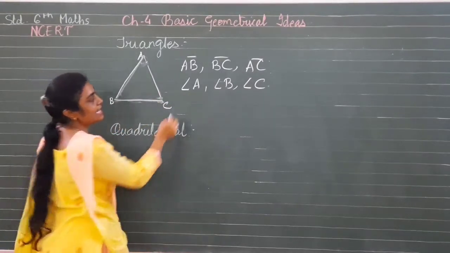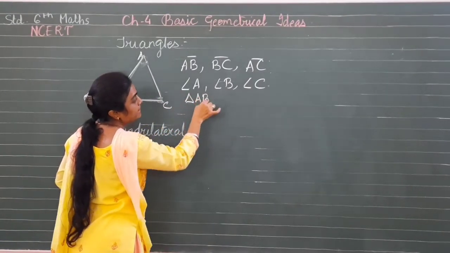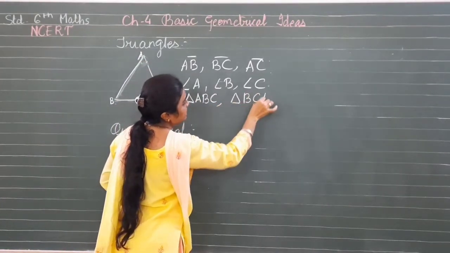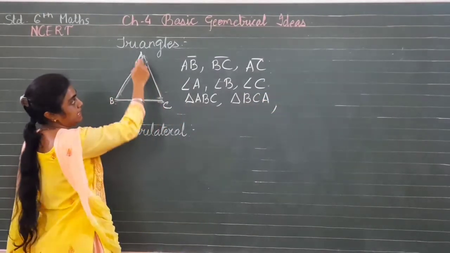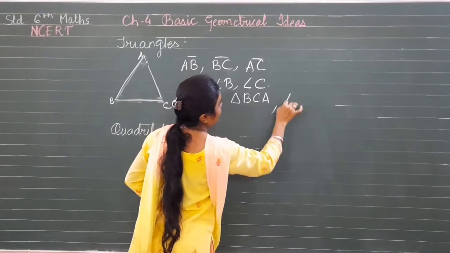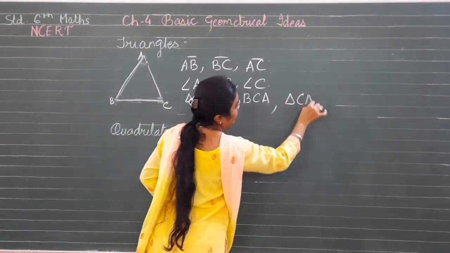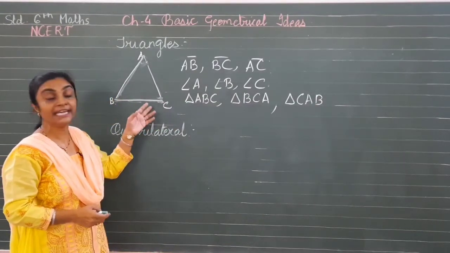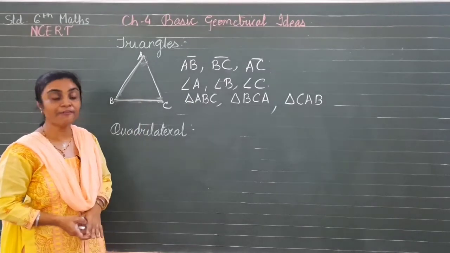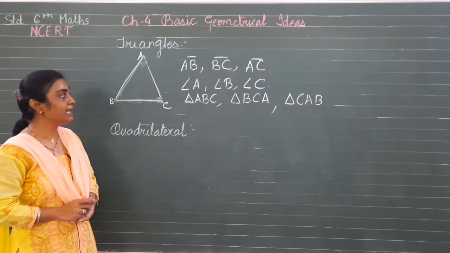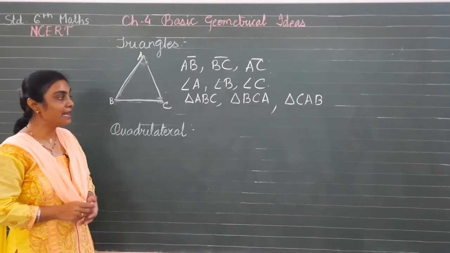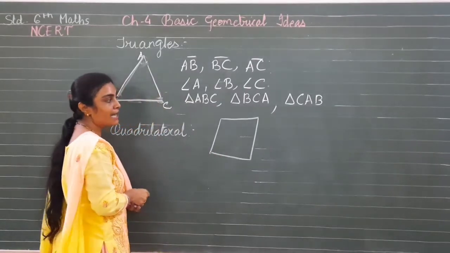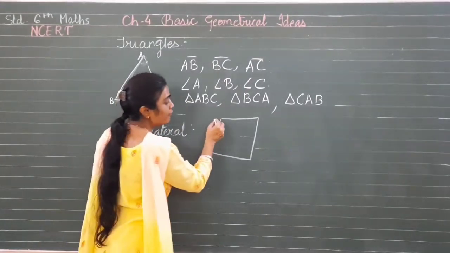Now it can be read as triangle ABC, or triangle BCA, or triangle CAB. So this was about the triangle. It is made up of only 3 line segments, which is a type of polygon. Now let us see the quadrilateral. A quadrilateral is a 4-sided figure. It is made up of 4 line segments. It is a polygon which is made up of 4 line segments.